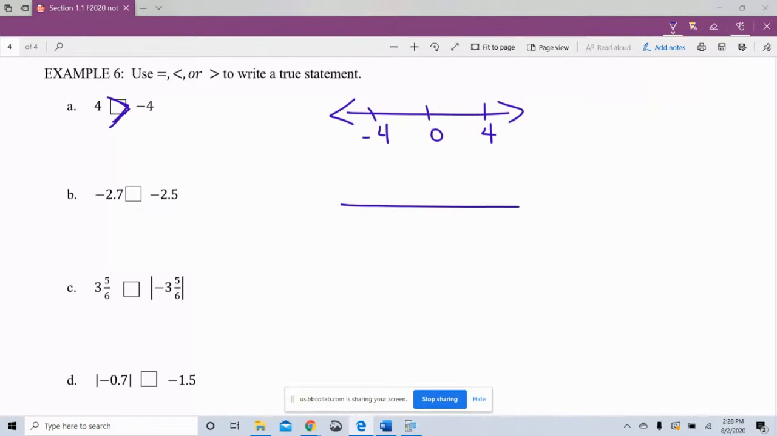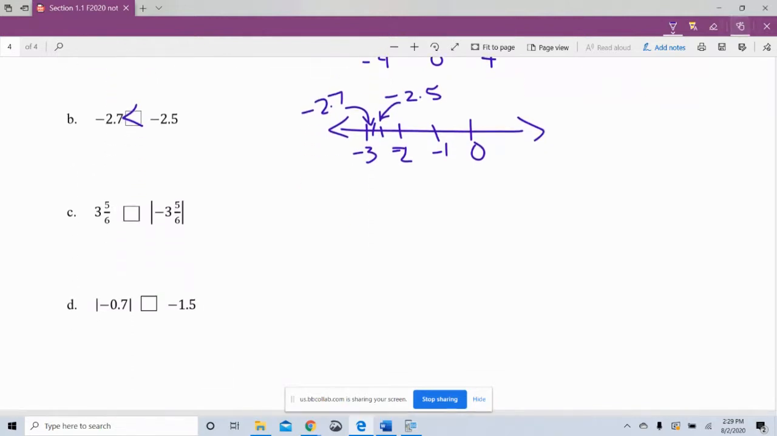So if we look at the next one, 0, negative 1, negative 2, negative 3. Okay, negative 2.5 would be here, negative 2.7 would be even further down to the left. So if negative 2.7 is further to the left than negative 2.5 is, then negative 2.7 is actually smaller than negative 2.5. So negative 2.5 is larger. So you have to use a less than symbol here. Okay?